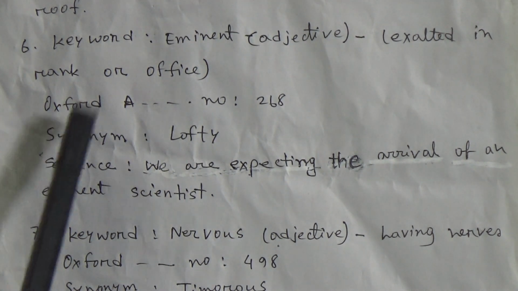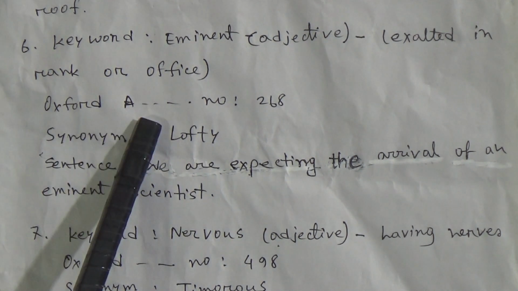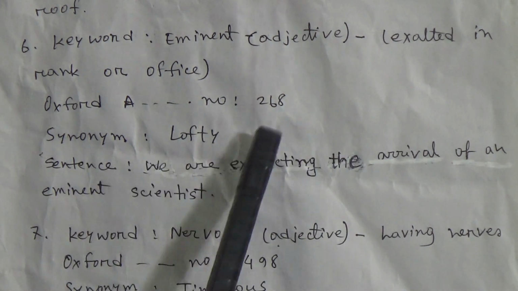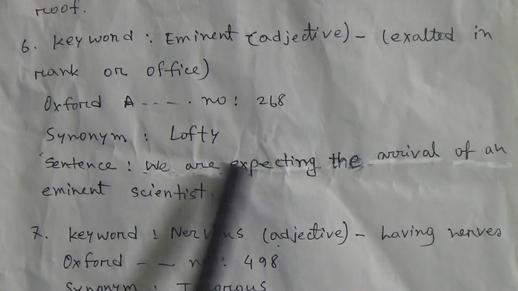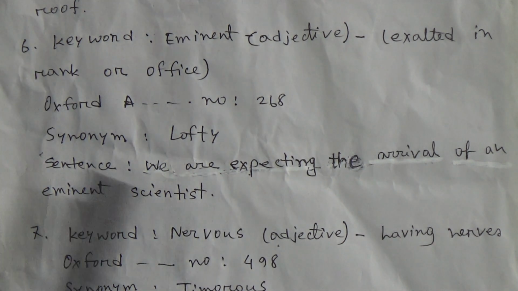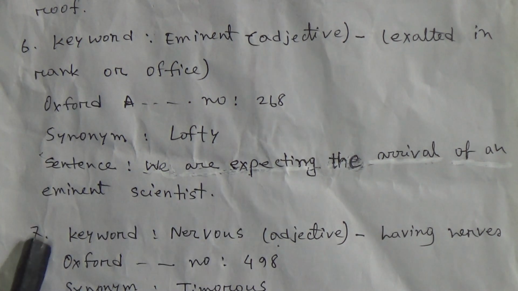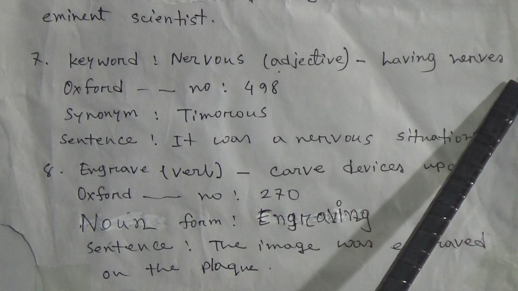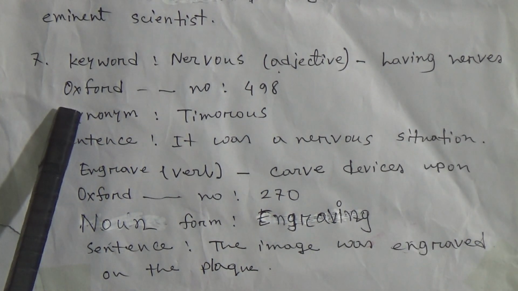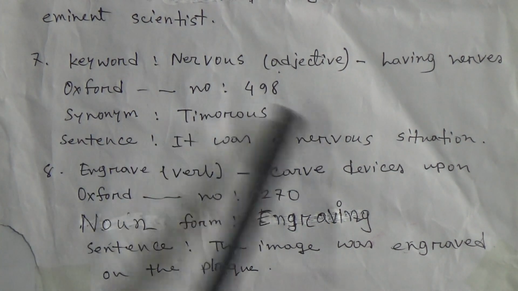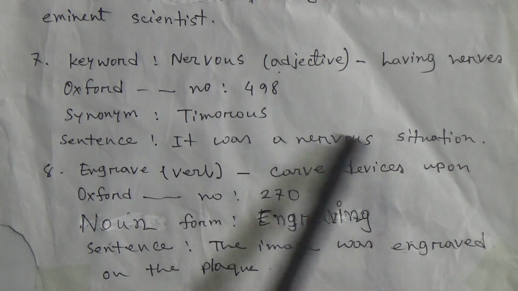From the Oxford Advanced Learner's Dictionary, its page number is 268, and its synonym is lofty. And the sentence is: We are expecting the arrival of an eminent scientist. Dear students, you can make any kind of sentence by using this word, as you wish. Then number 7, keyword nervous, is an adjective and its meaning is having nerves. The Oxford Advanced Learner's Dictionary page number is 498, the synonym is timorous, and its sentence will be: It was a nervous situation.